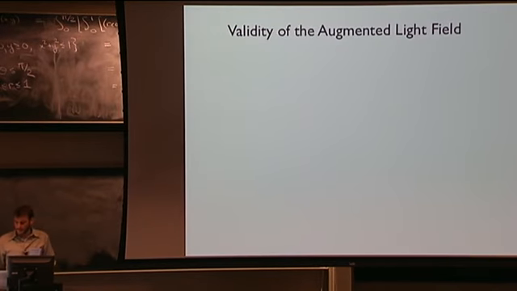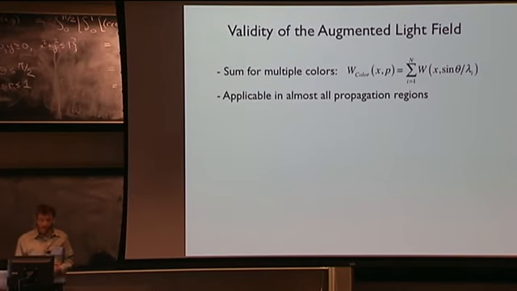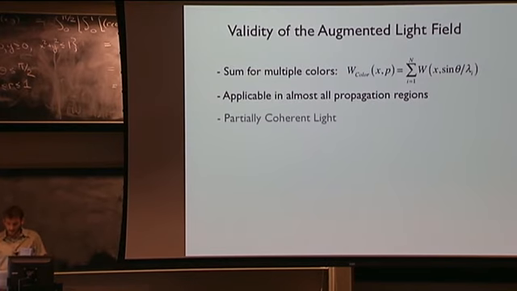So the valid points of the augmented light field are that it's only valid for one color at a time, but to represent multiple colors, you just need to add them up. So I can create a different Wigner distribution for different wavelengths of light, and that's going to scale my angular axis because spatial frequency, remember, depends on wavelength. And then I just add them up. So taking care of color is pretty straightforward. It's applicable in almost all propagation regions, which I'll touch on next.